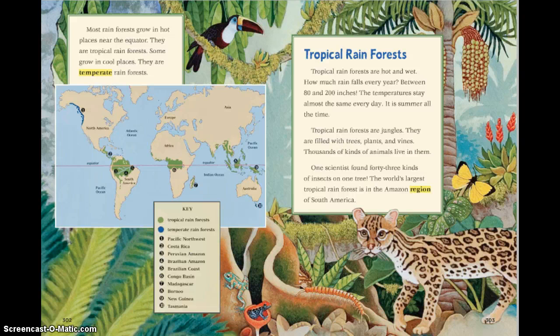Tropical rainforest. Tropical rainforests are hot and wet. How much rain falls every year? Between 80 and 200 inches. The temperatures stay almost the same every day. It is summer all the time. Tropical rainforests are jungles. They are filled with trees, plants, and vines. Thousands of kinds of animals live in them. One scientist found 43 kinds of insects on one tree. The world's largest tropical rainforest is in the Amazon region of South America.